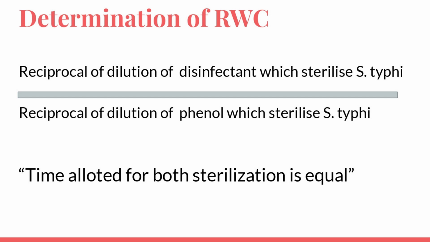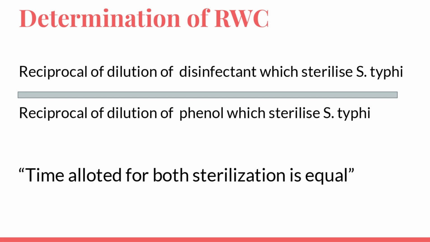The efficiency comparison can be done by using the following equation. That is how we determine the Rideal-Walker coefficient. The Rideal-Walker coefficient gives us an idea about the efficiency of the disinfectant fluid. And the equation is: Rideal-Walker coefficient is equal to the reciprocal of the dilution of disinfectant which sterilizes Salmonella typhi, divided by the reciprocal of the dilution of phenol which sterilizes Salmonella typhi.